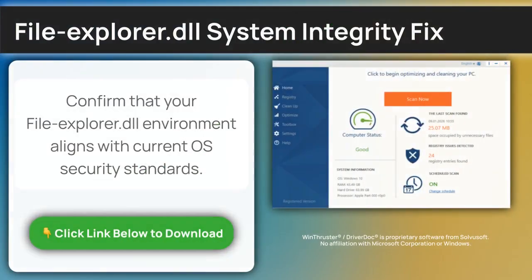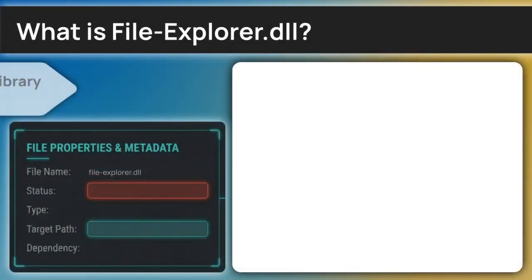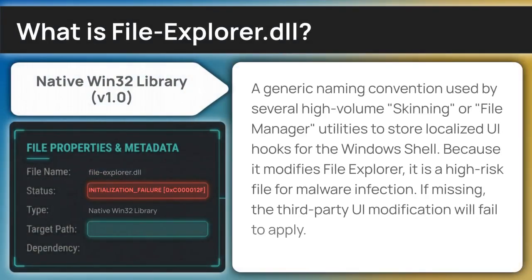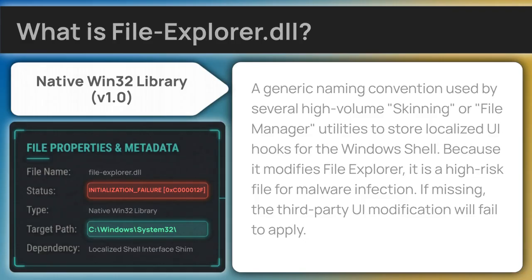This is the File-explorer module, a generic naming convention used by several high-volume skinning or file manager utilities to store localized UI hooks for the Windows shell. Because it modifies File-explorer, it is a high-risk file for malware infection. If missing, the third-party UI modification will fail to apply. Knowing the file's purpose is helpful, but now we need to physically restore it.